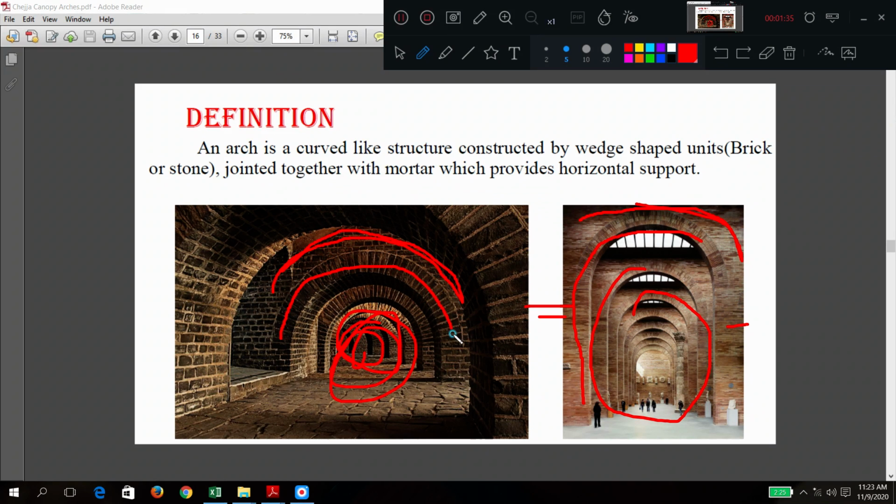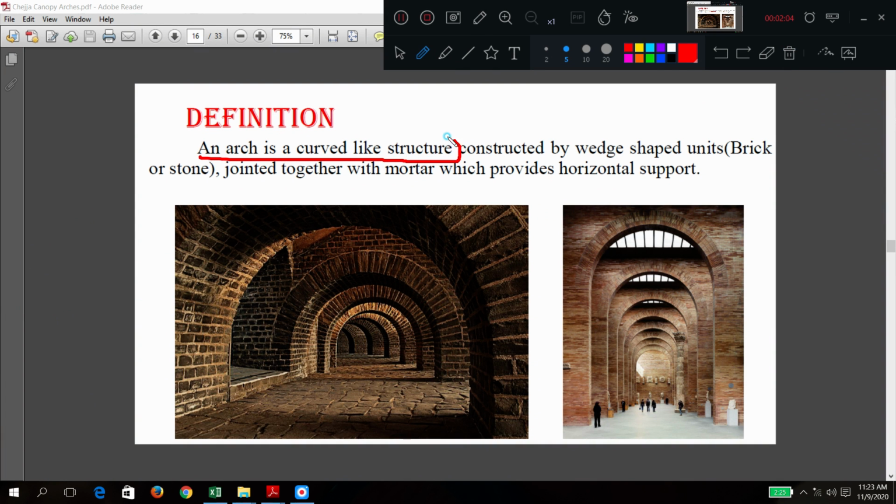If it is a curved portion, we call it an arch. If it is horizontal, then we generally call it a lintel. I'm telling it generally. If there is a horizontal portion with a wall above it, supporting some opening, then we call it a lintel. If it is in a curved shape, then we call it an arch. So here you can see the definition: an arch is a curved structure constructed by wedge shaped units.